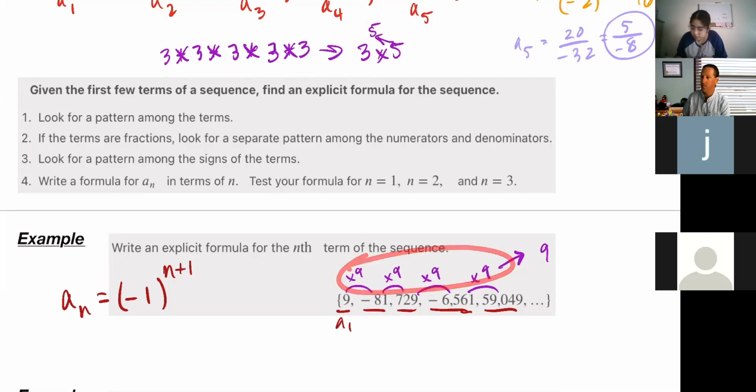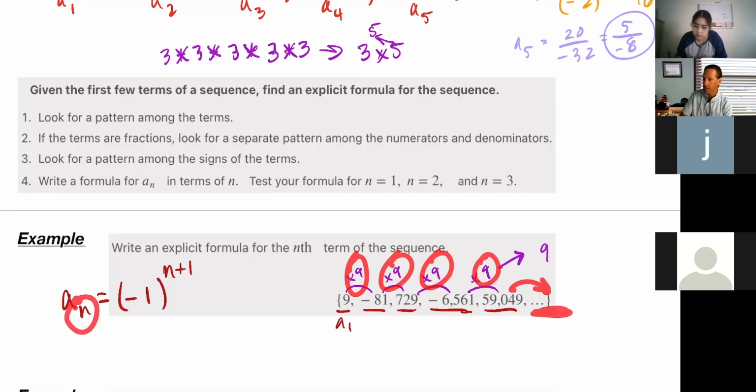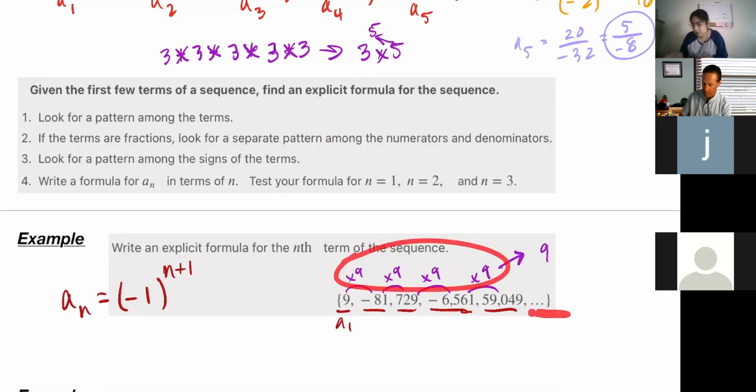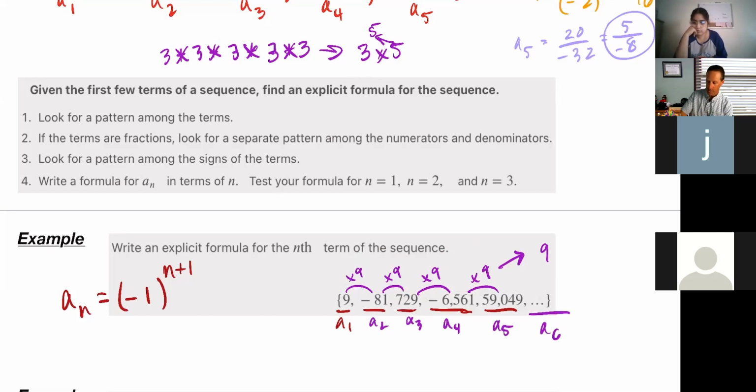Well, how many times am I going to be multiplying by that 9? 5. So I need 1, 2, 3, 4. I need one more to find the next term, right? You're absolutely right, Richard. But remember, what we're trying to find is for what? The nth term. It's not always going to be the sixth term that we're looking for.